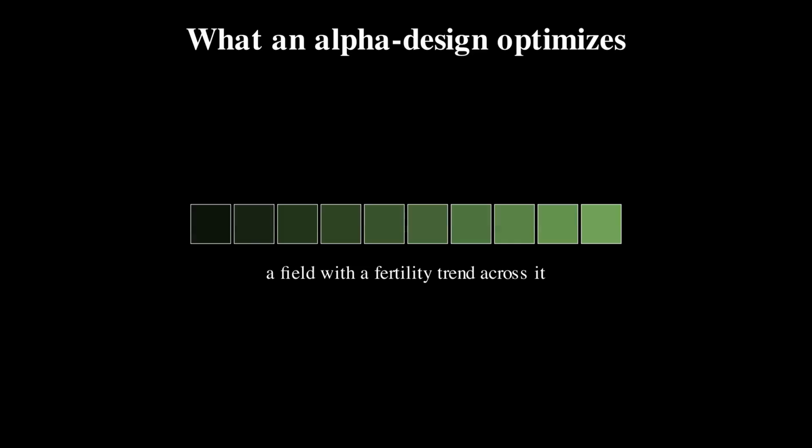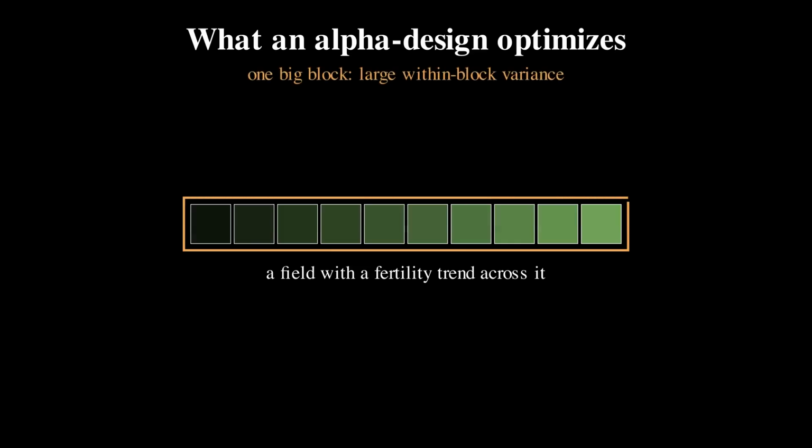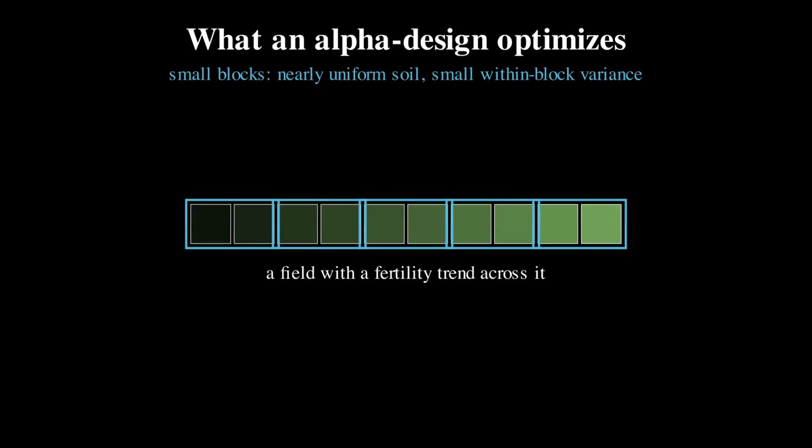Why split a trial into small incomplete blocks at all? It comes down to one trade-off. Picture a field with a fertility trend running across it. If a whole replication is one big block, plots at opposite ends sit on very different soil, so the within-block error variance is large, and real variety differences are hard to see. Break it into small blocks and each block covers nearly uniform soil. The within-block variance drops, and comparisons within a block get sharper.